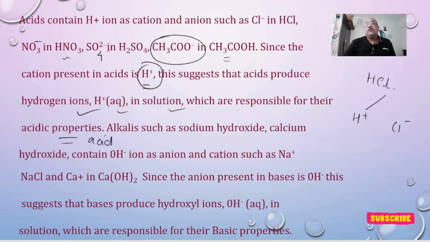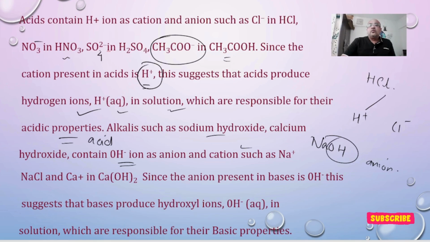So if we take for example alkalis like sodium hydroxide, what you see is that you have got OH minus ion as the anion, right? That is the OH minus, and the cation here is sodium. And you see that calcium is there, and Na in NaCl.